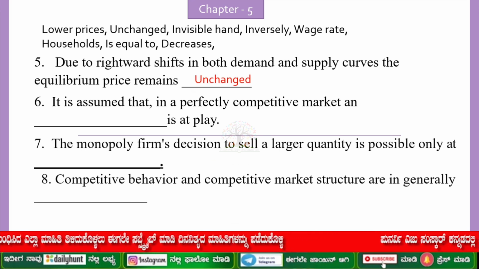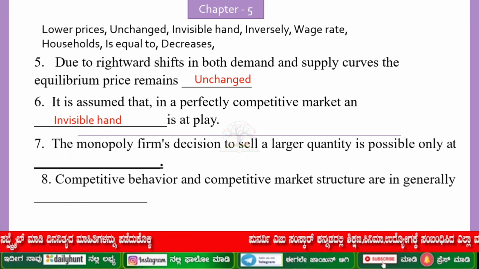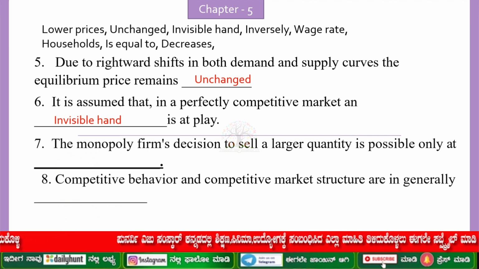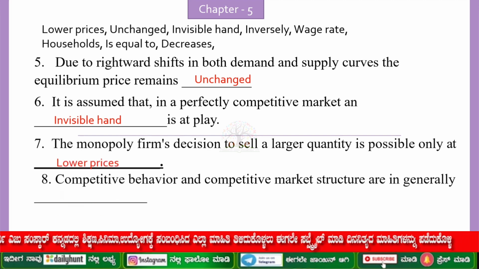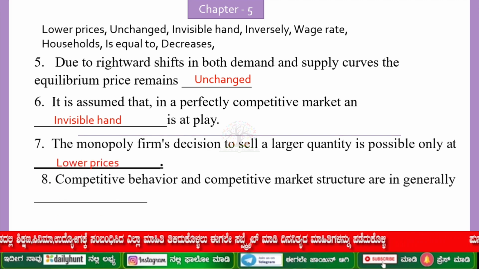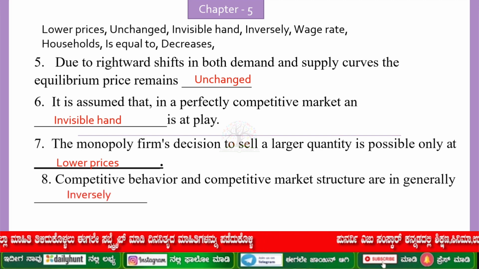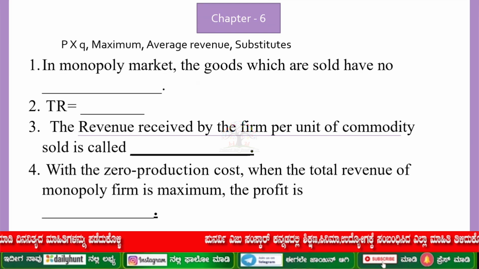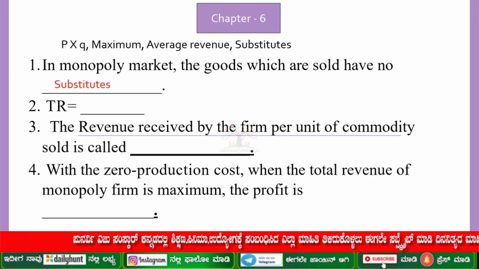It is assumed that in a perfectly competitive market, an invisible hand is at play. Monopoly firm's decision to sell a large quantity is possible only at lower price. Competitive behavior and competitive market structure are generally inversely related. In monopoly market, goods which are sold have no substitute.